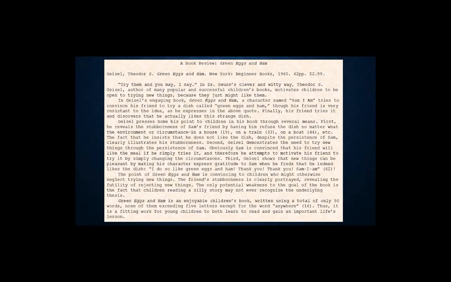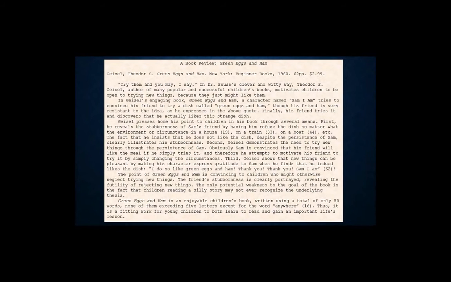Here's my summary. In Geisel's engaging book, Green Eggs and Ham, a character named Sam I Am tries to convince his friend to try a dish called green eggs and ham, though his friend is very resistant to the idea, as he expresses in the above quote. Finally, his friend tries it and discovers that he actually likes this strange dish. Here is my analysis of the arguments.